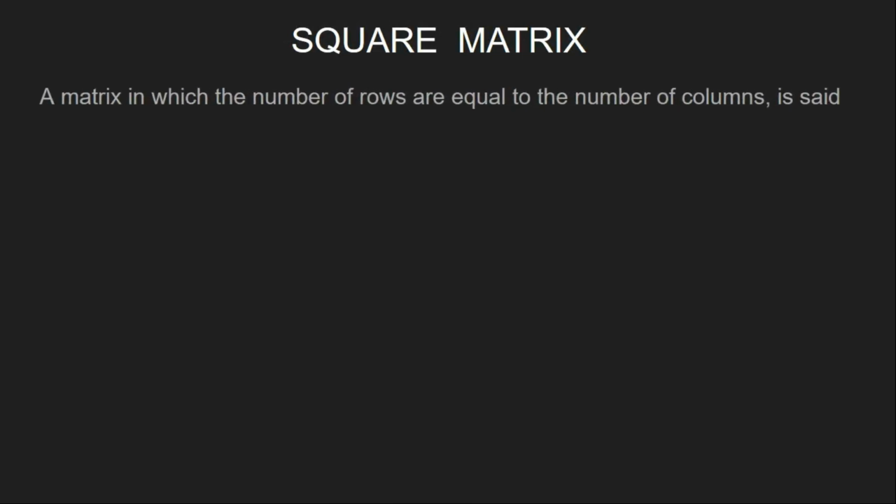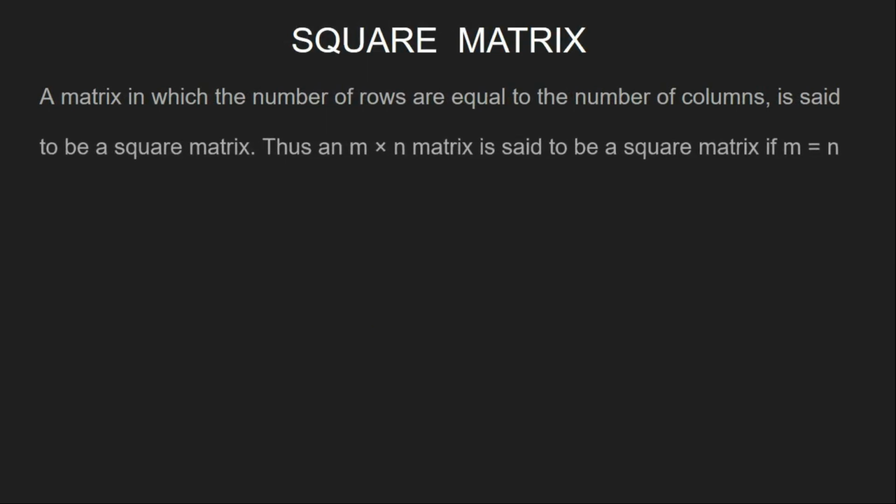After that there is another matrix. The third type of matrix is the square matrix. A matrix in which the number of rows is equal to the number of columns is said to be a square matrix.